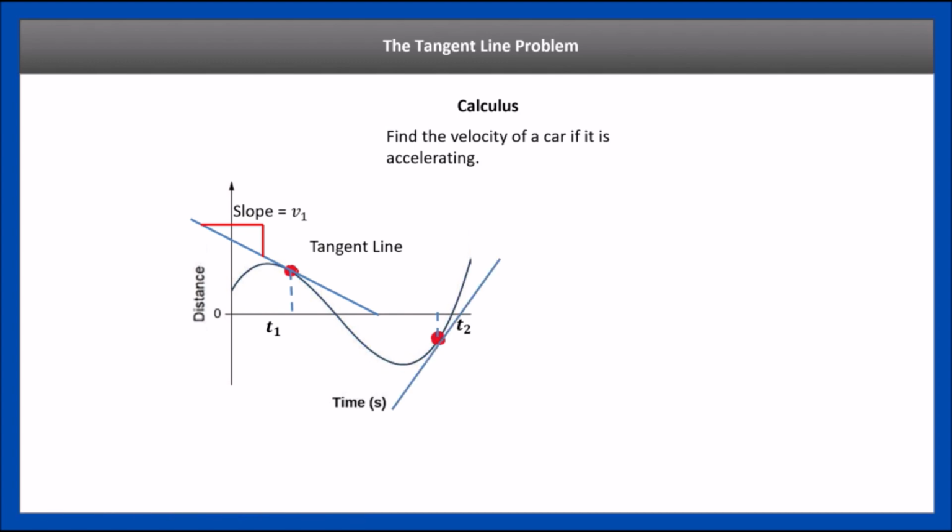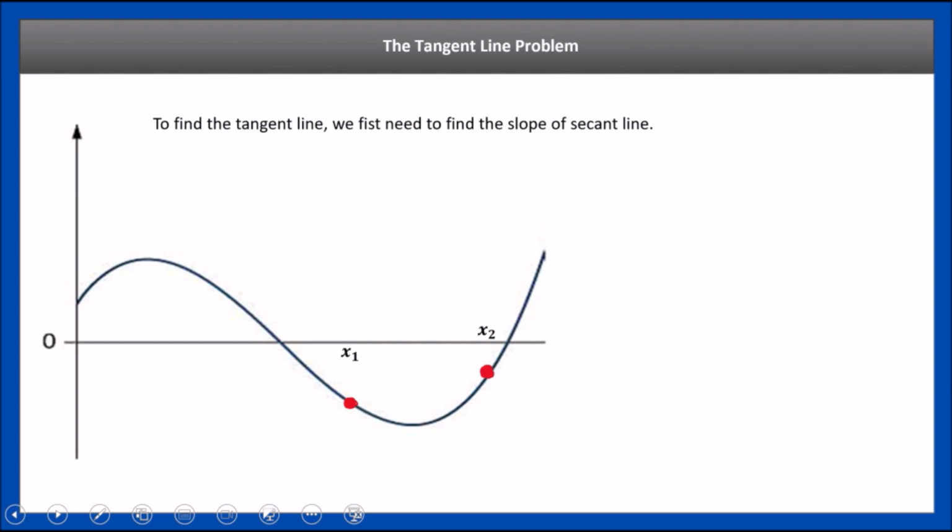If I want to do the velocity at t2, it's going to be different, because the slope of that tangent line is naturally going to be different if the graph is a curve that changes over time. In order to do this, we need to use the tools of calculus. So we're going to try to figure out the slope of the tangent line first by finding the slope of the secant line.